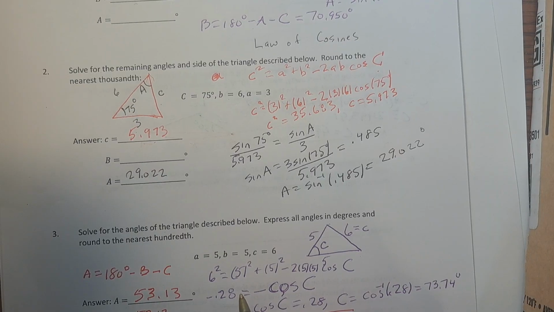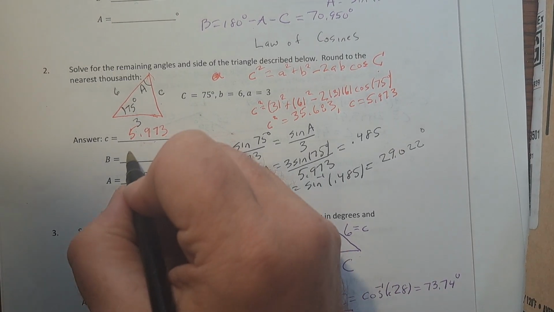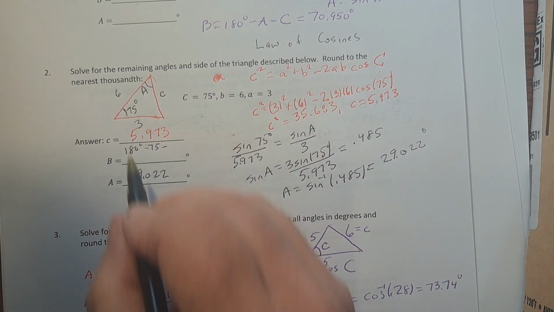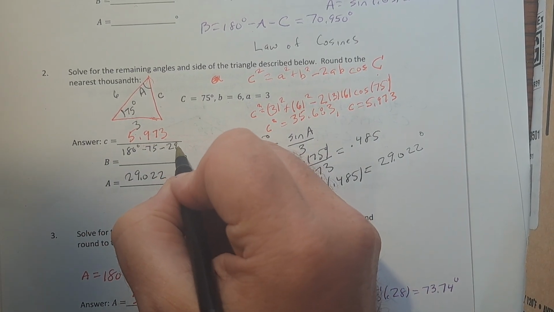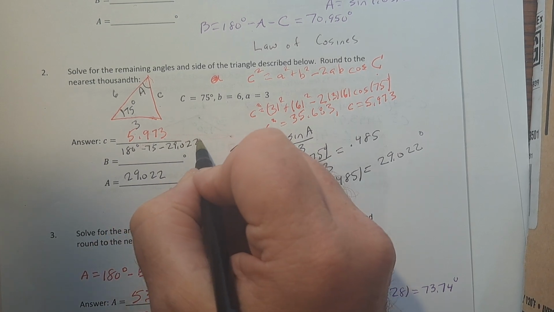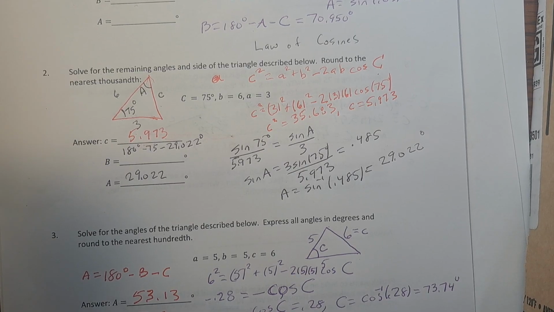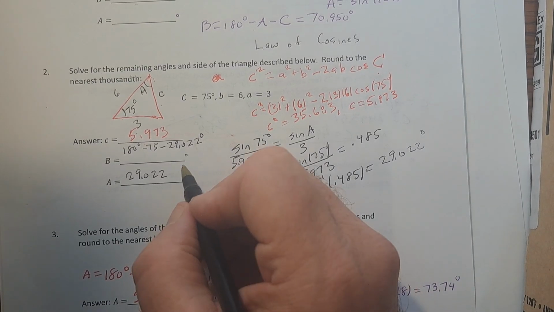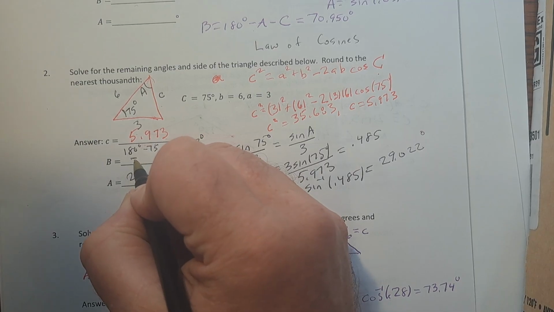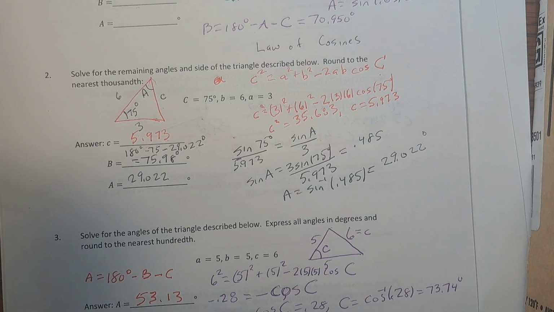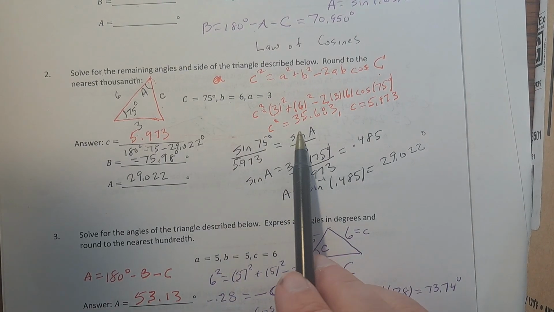And then you can get B because there are 180 degrees in the triangle. So if you go 180 minus 75, because that's one of them, and then minus 29.022, then you'll get the other angle that we don't know yet. And that's 75.98. Okay, so that's how you apply the law of cosines.